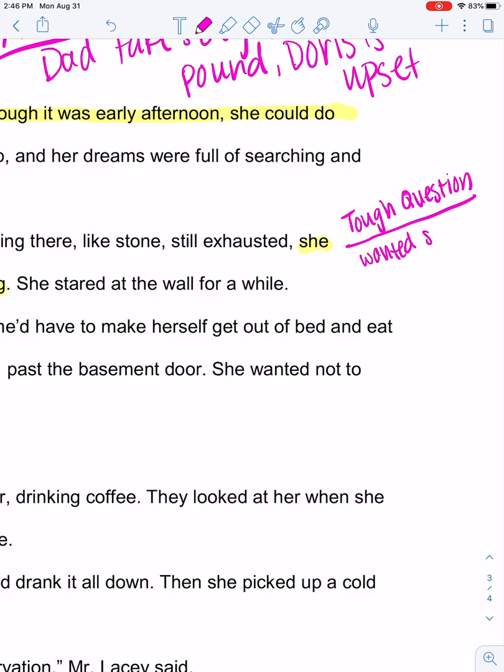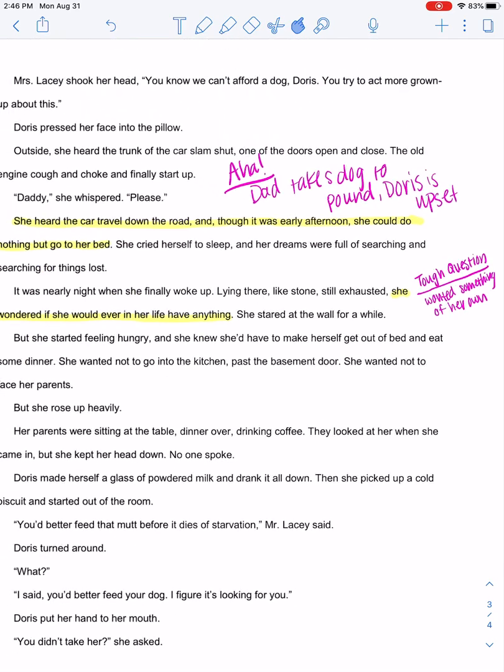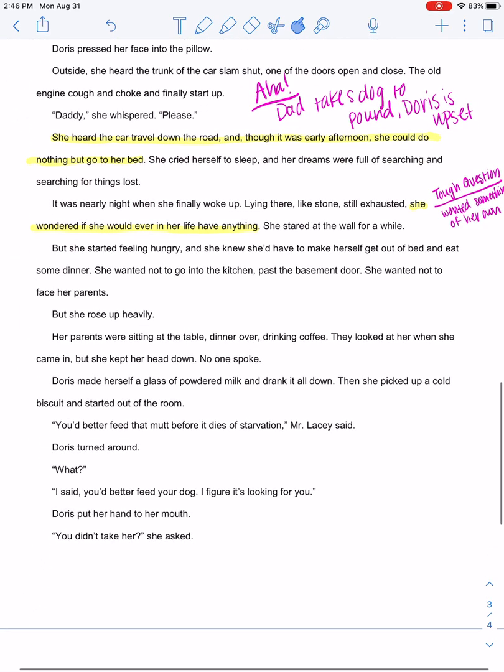She just wants something of her own. So she wants the dog to take care of. She wants to have that responsibility. And so she's asking herself, am I ever going to get that chance?